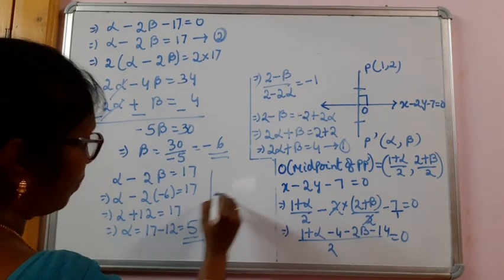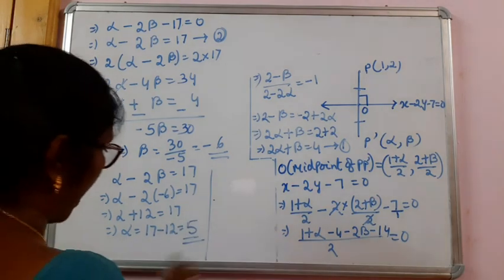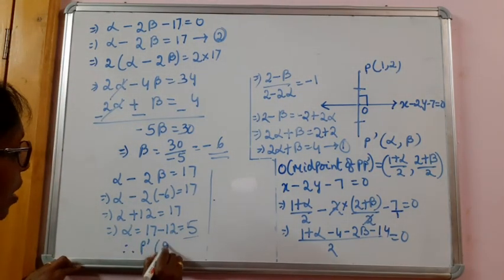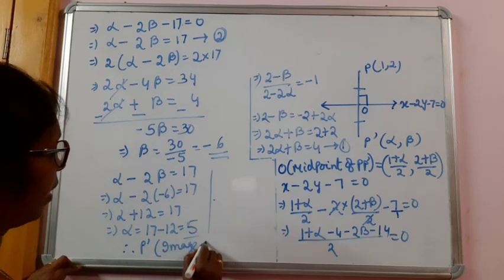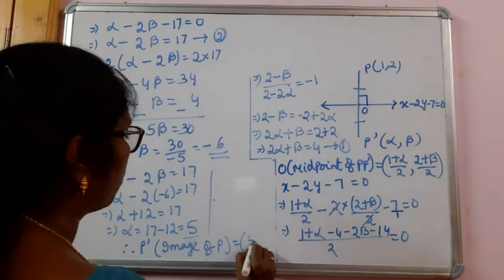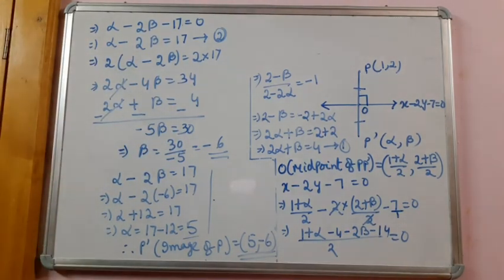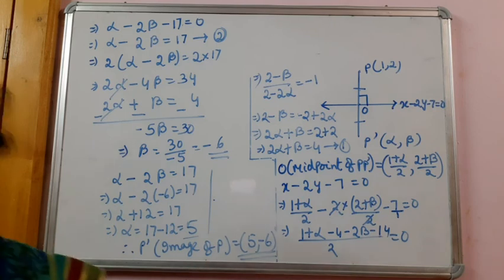Therefore, P dash, the image of P, is equal to (5, minus 6). So that is what we have to find, and it is found out. The image of the point P is (5, minus 6).